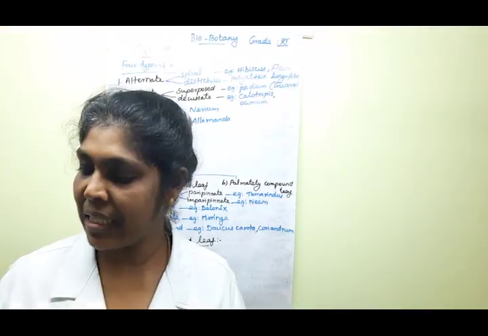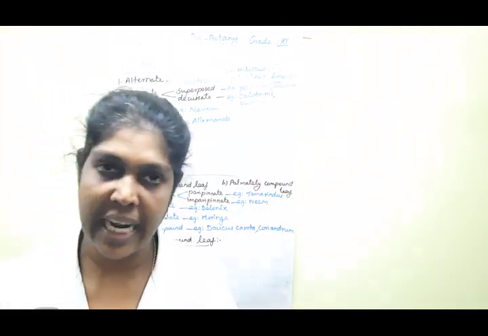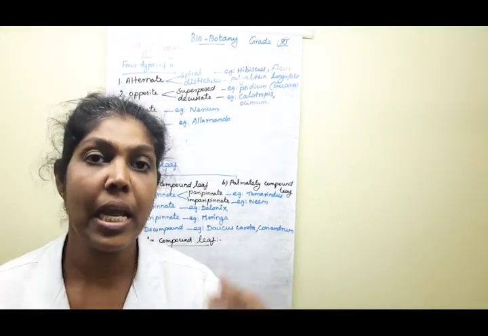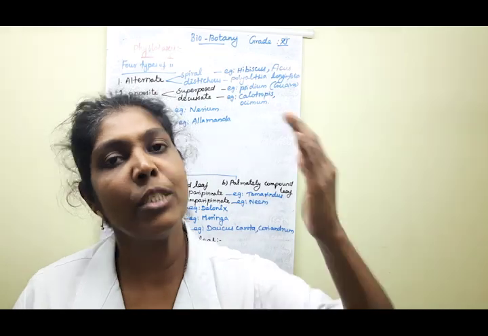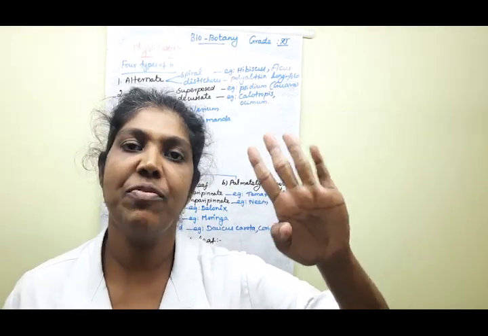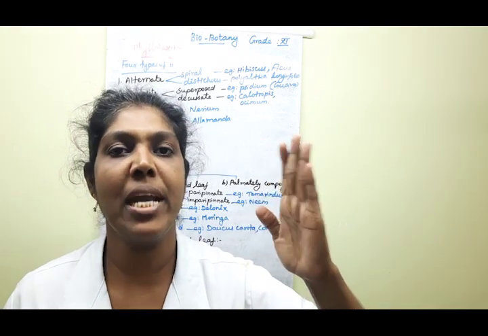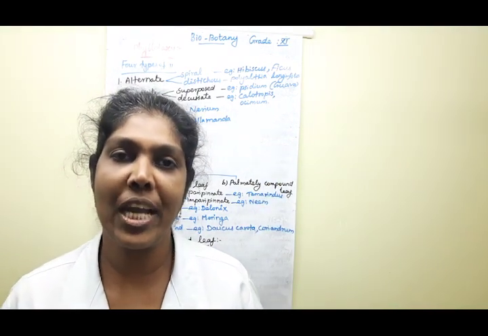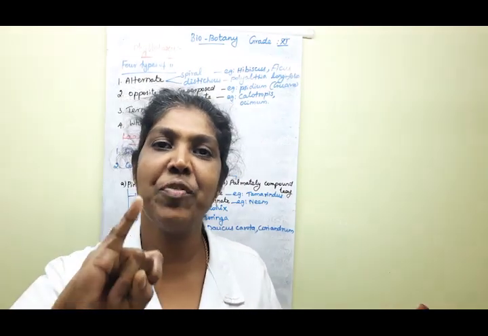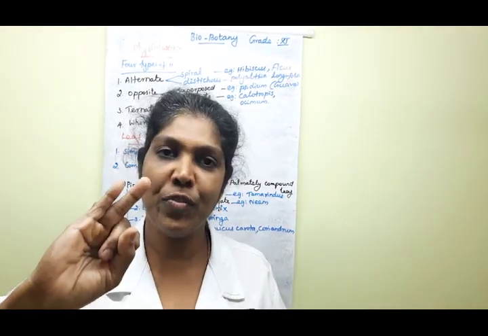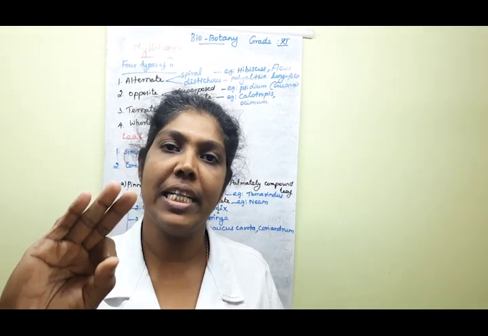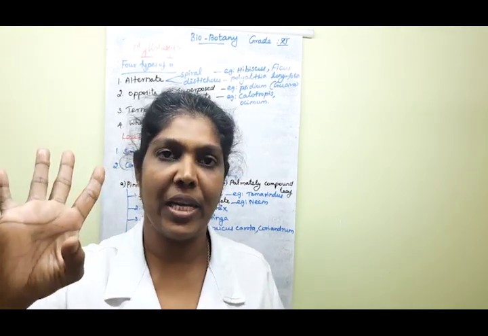Phyllotaxy means the arrangement of the leaves on the stem region. Based on the arrangement of the leaves on the stem, they are classified into 4 types. What are the major 4 types? Can you say? Yes, very good. First is alternate phyllotaxy, opposite phyllotaxy, ternate phyllotaxy, and finally whorled phyllotaxy.